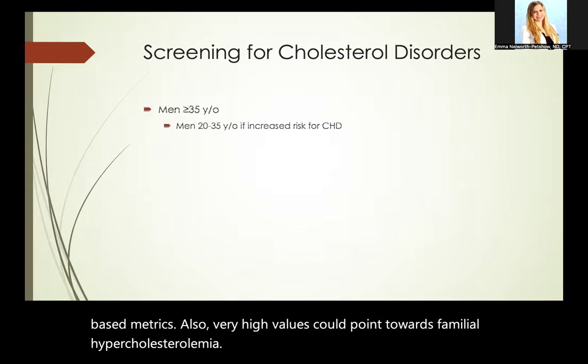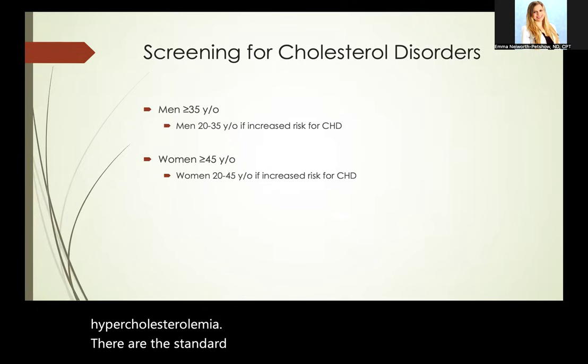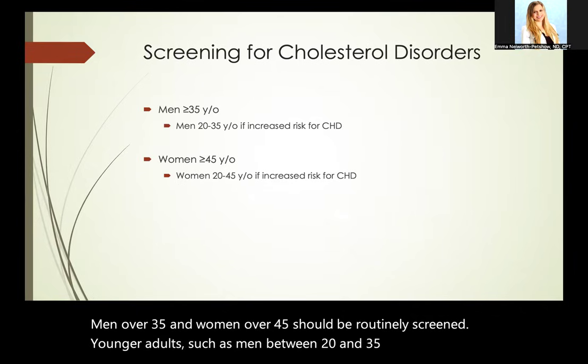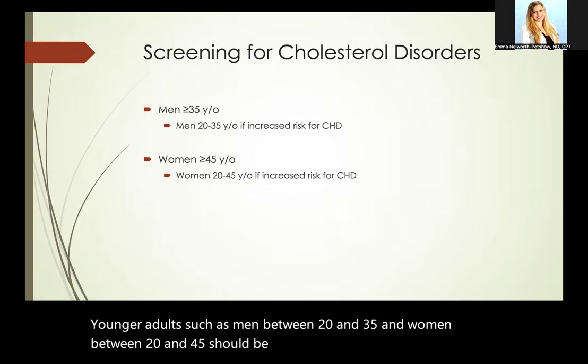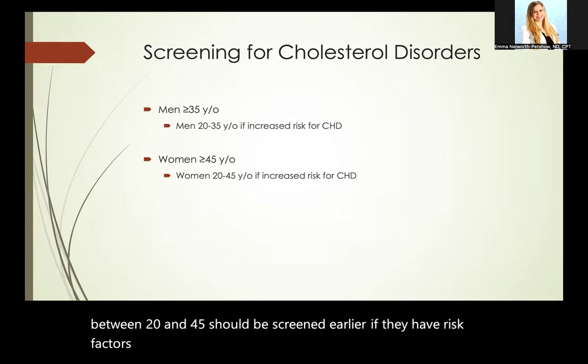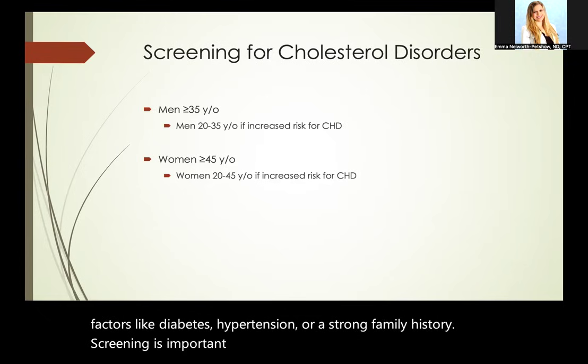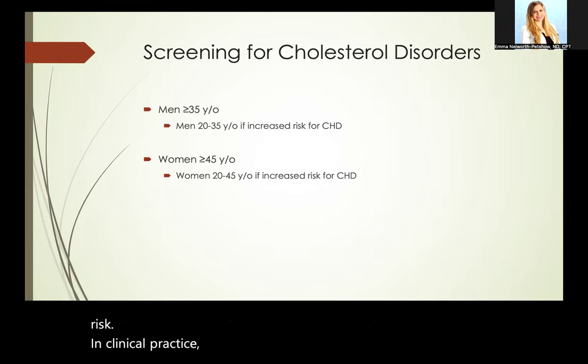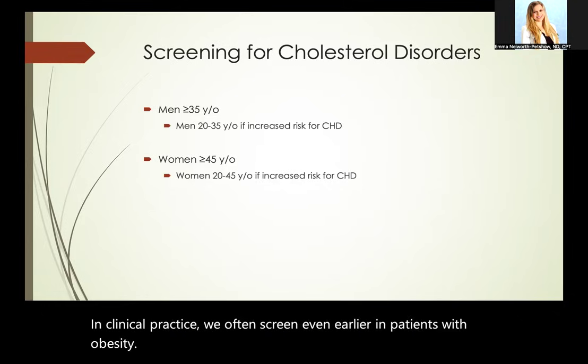There are the standard screening recommendations listed here. Men over 35 and women over 45 should be routinely screened. Younger adults, such as men between 20 and 35 and women between 20 and 45, should be screened earlier if they have risk factors like diabetes, hypertension, or a strong family history. Screening is important because early dyslipidemia often has no symptoms, yet contributes significantly to long-term cardiovascular risk. In clinical practice, we often screen even earlier in patients with obesity or metabolic syndrome.